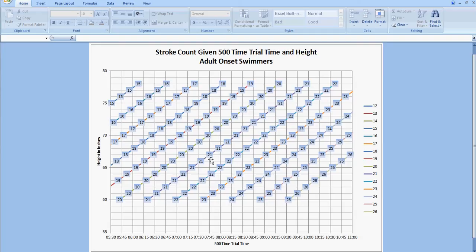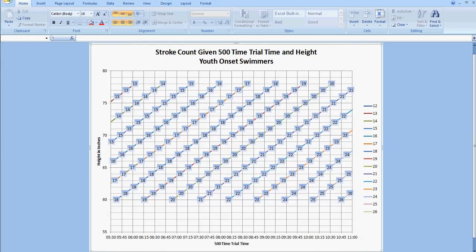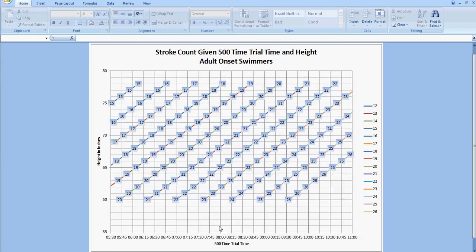So that's it. That's how we use our new charts, and we'll have the youth onset chart and the adult onset chart at the pool. So we can take a look at them, and I look forward to seeing you soon.